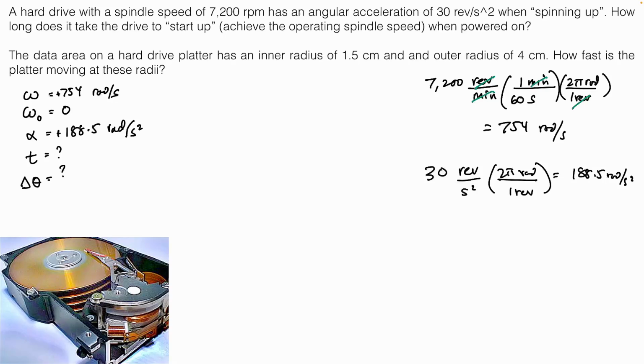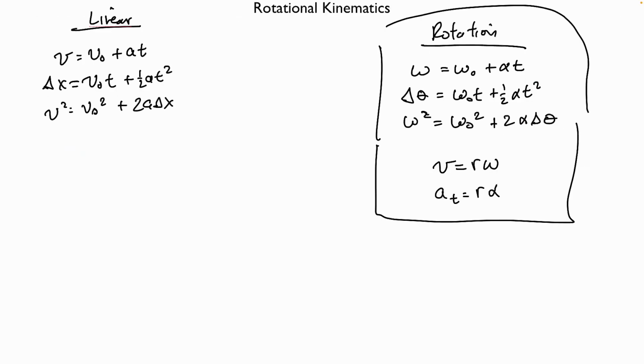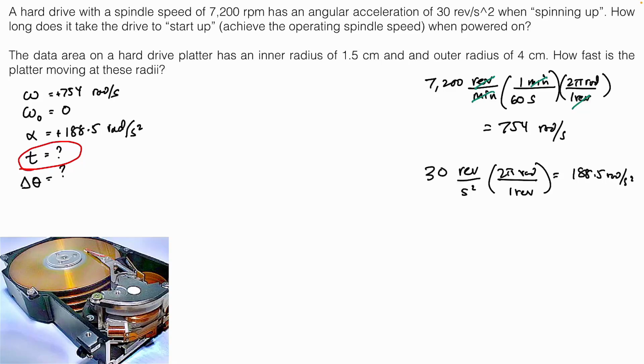All right, we are looking for time. We know omega, omega naught, alpha, and we want time. Is there a tool that can get us what we want from what we know? First equation. Second equation will help us because we don't know delta theta. But the first equation is looking pretty good, right? So the plan is use the first equation, solve it for time, okay? Move the omega naught over, divide both sides by alpha, rearrange. Time is going to be the difference between those things divided by alpha.